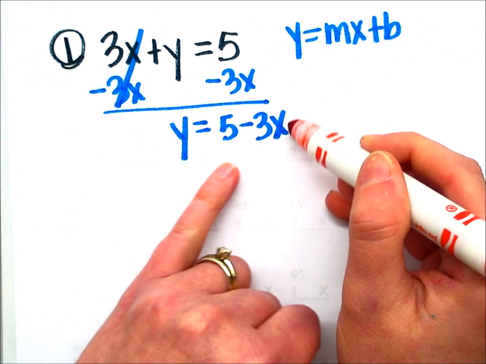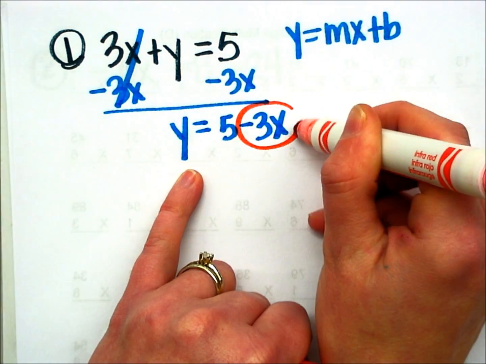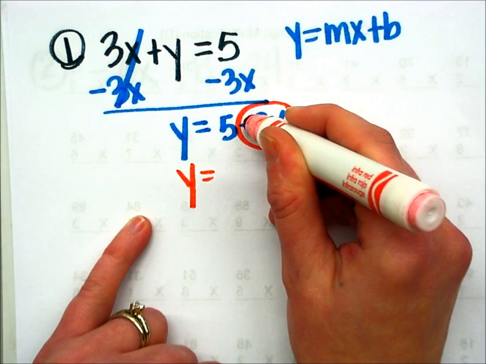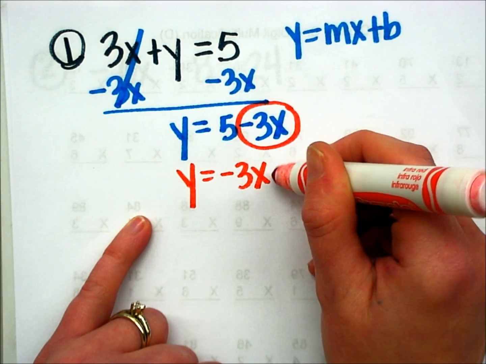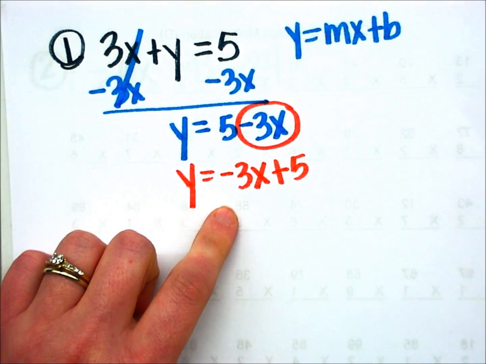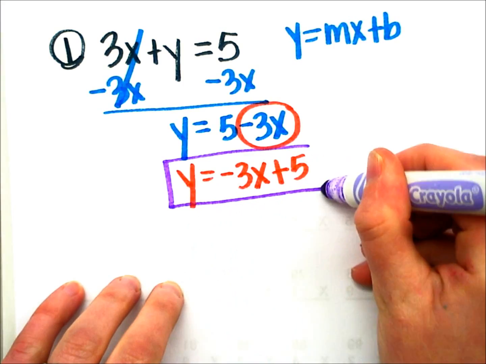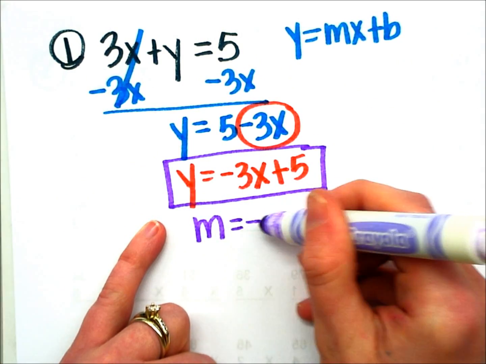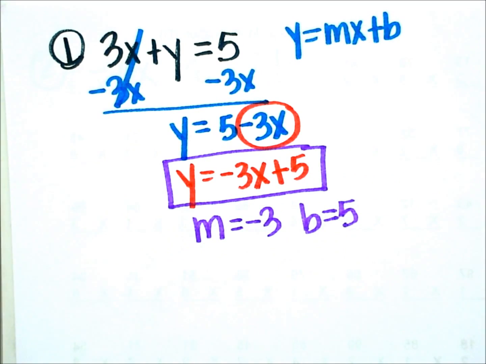Y is alone, but it's not slope-intercept form because I need to flip-flop the negative 3x and the 5. Minus 3x is the same as negative 3x, and positive 5 is the same as plus 5. So the equation in slope-intercept form is y equals negative 3x plus 5. My slope is negative 3 and my y-intercept is 5.